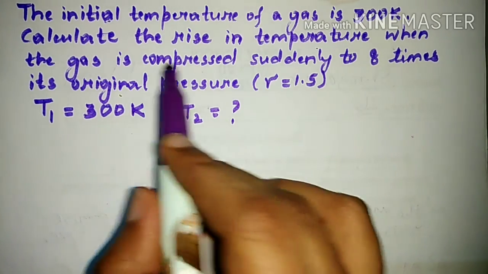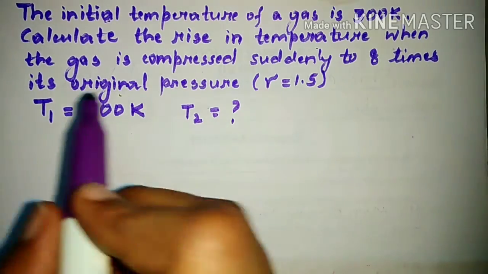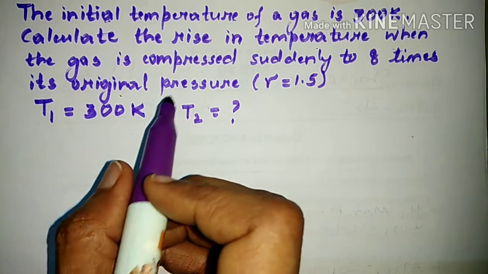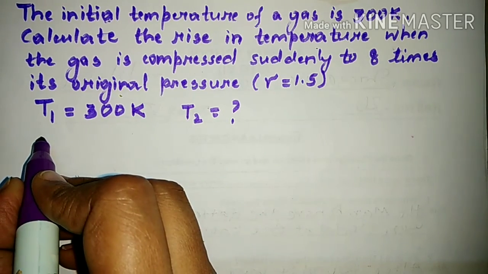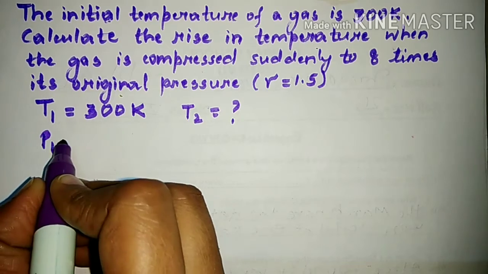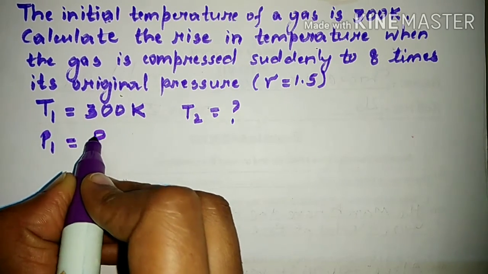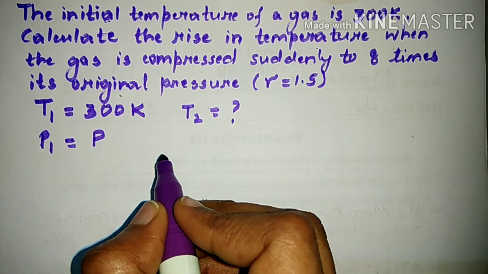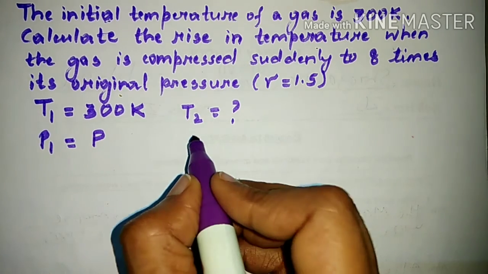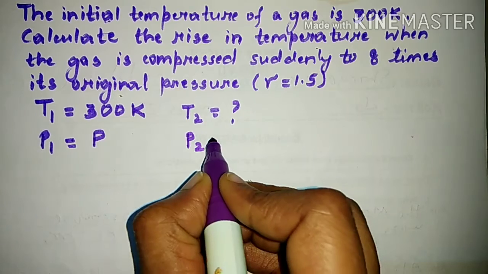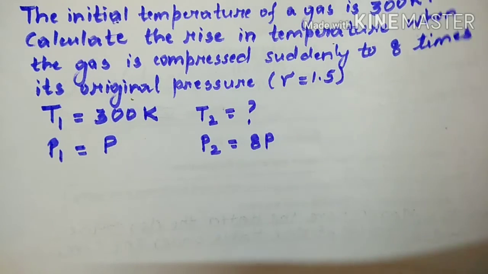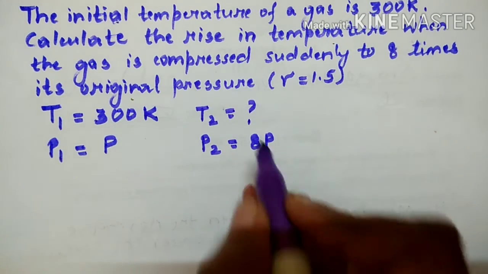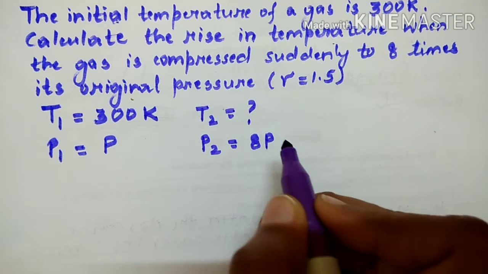The gas is compressed suddenly to 8 times its original pressure. So if you take the original or initial pressure as P1, that can be taken as P, and the gas is compressed to 8 times its original pressure. So the final pressure taken is 8P.